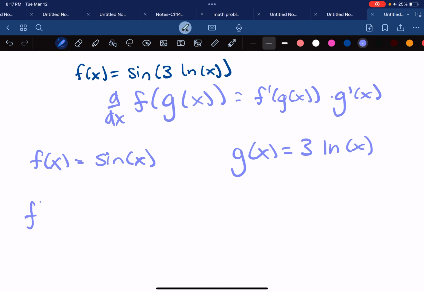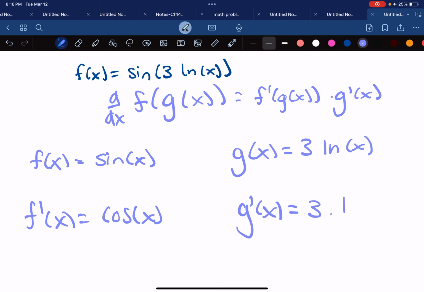the derivative of our outside function is equal to cosine x, and then the derivative of our inside function is equal to 3 times 1 over x, which is equal to 3 over x.